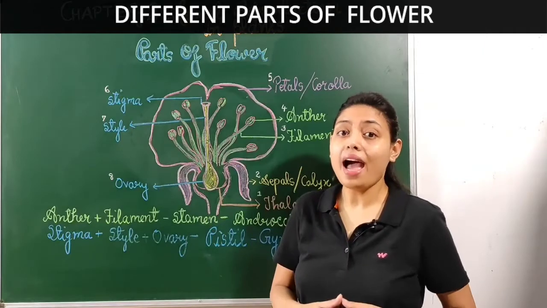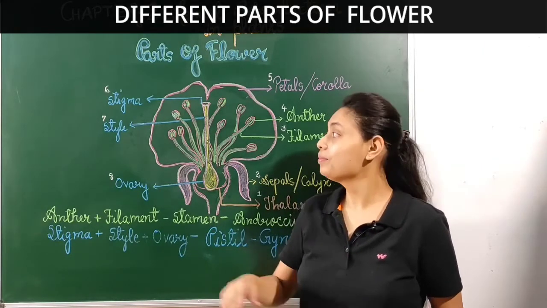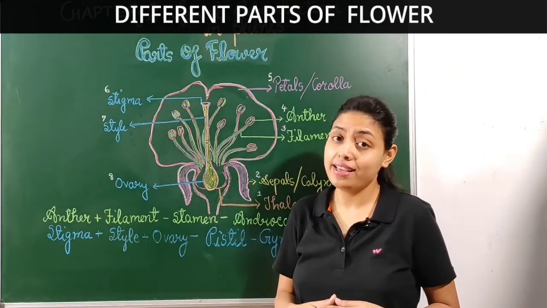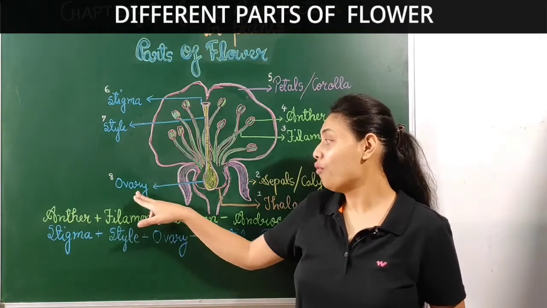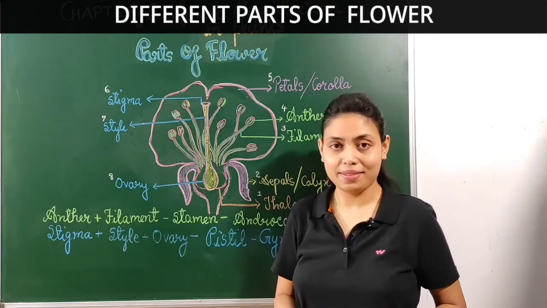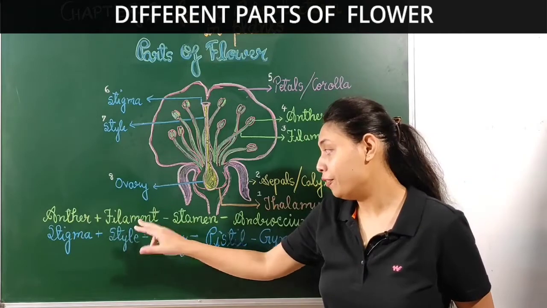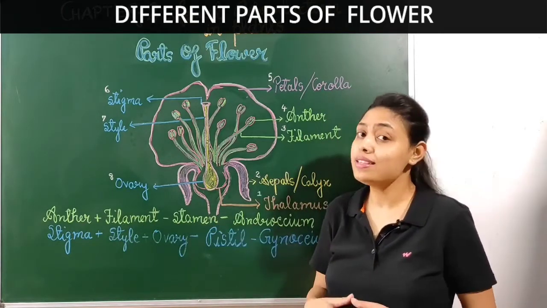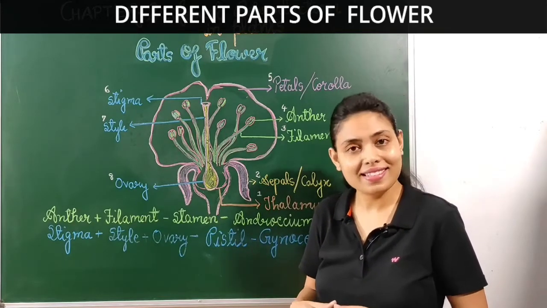Stigma. Stigma acts like a landing place for the pollens. Style. Style is a long tube which connects stigma and ovary. Ovary. Ovary is a place where ovules are present. Anther and filament together make stamen. Now what is stamen? The male reproductive part of a flower is known as stamen.